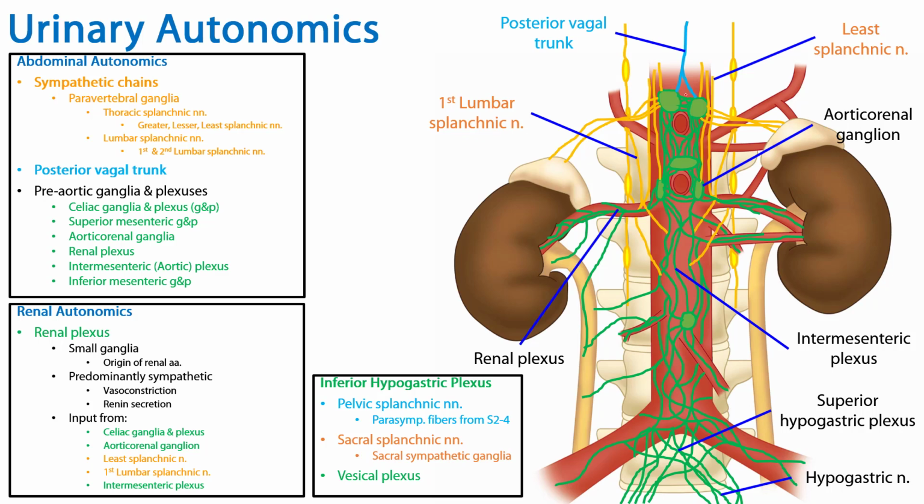We've also discussed the autonomic innervation of the ureters as well as the urinary bladder, and the communications between the inferior hypogastric plexuses and the superior hypogastric plexus and the various autonomic plexuses of the pelvis, the vesical, the uterovaginal or prostatic, and the middle rectal plexus.